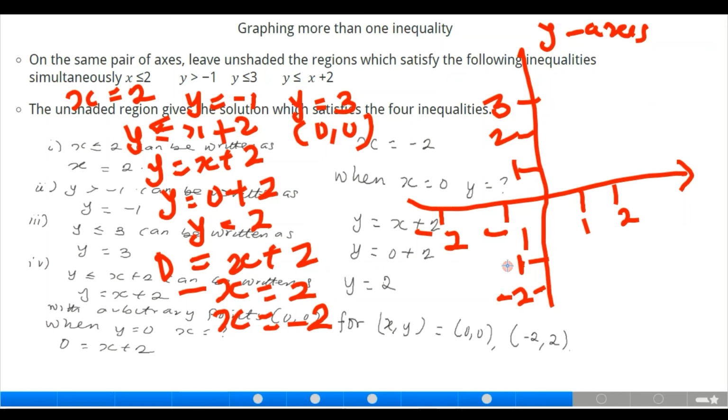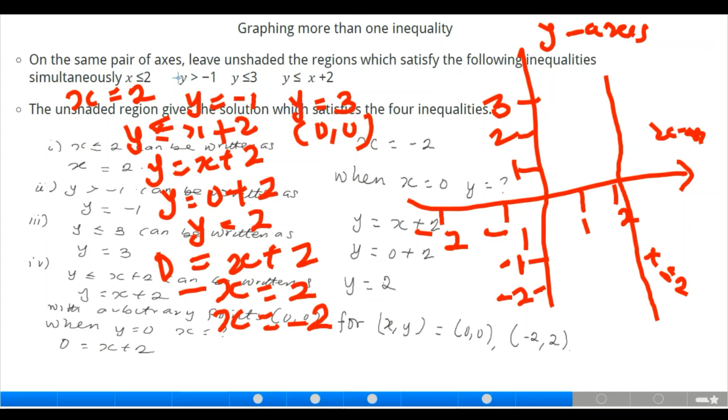Now the first one we are plotting is when x equals 2. So we come to this. This is the x-axis. So when x equals 2, we don't have any given value. But remember, we have x less than or equal to 2. So we are going to be having a thick line. So this one is for x less than or equal to 2.